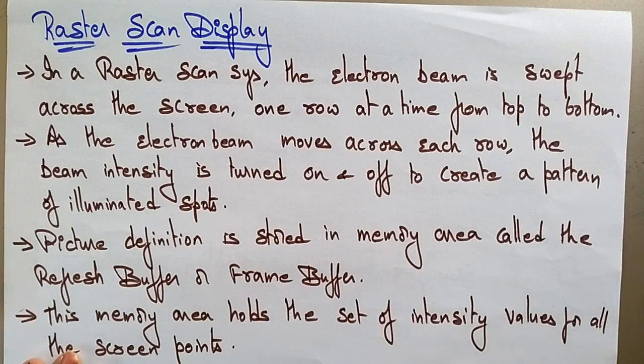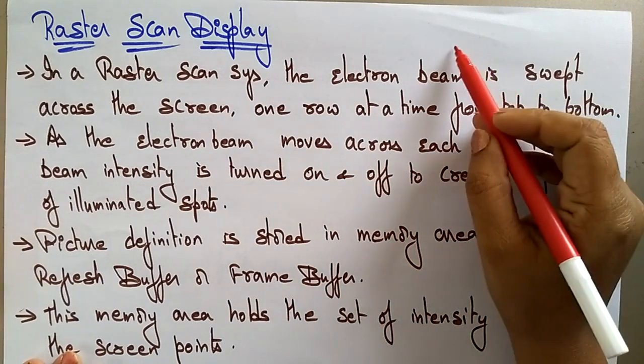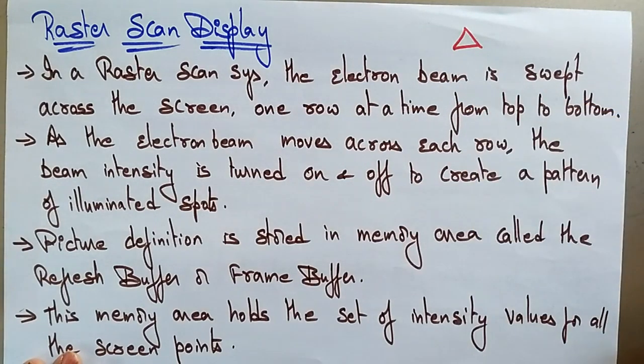In the random scan, the electron beam is used just like a pencil and it draws the line segments. So it just draws the line segments. Then how does the display technique work, how does the image appear on the screen by using the raster scan display? Let's see.